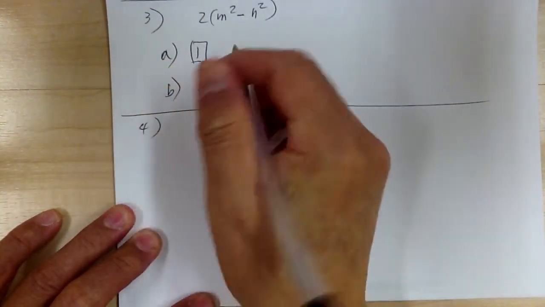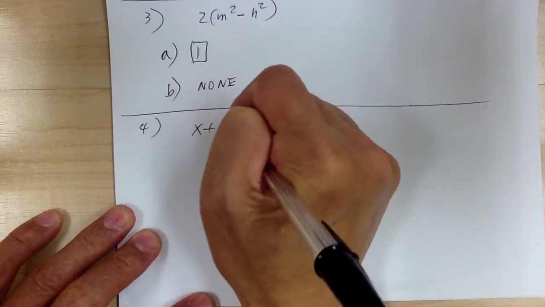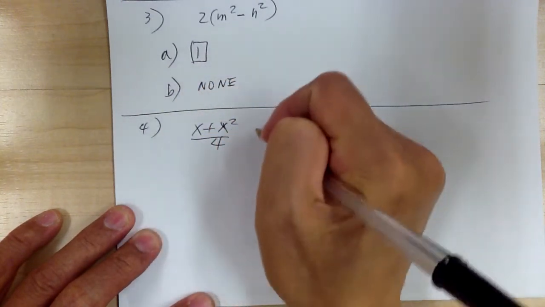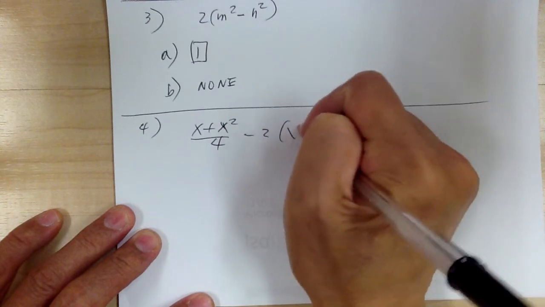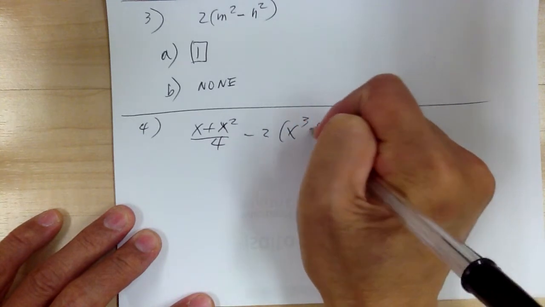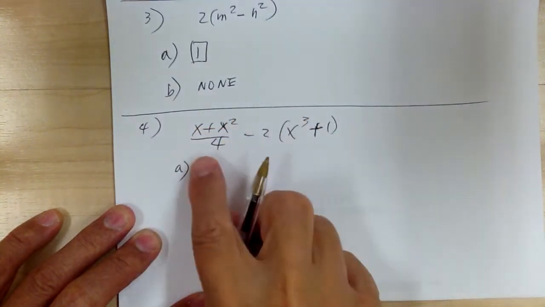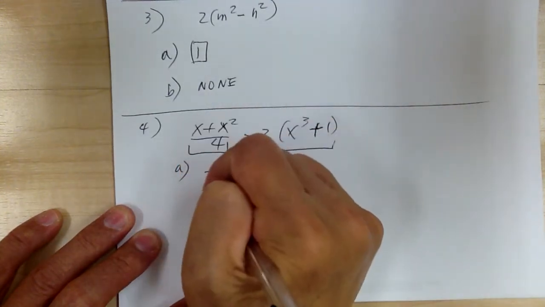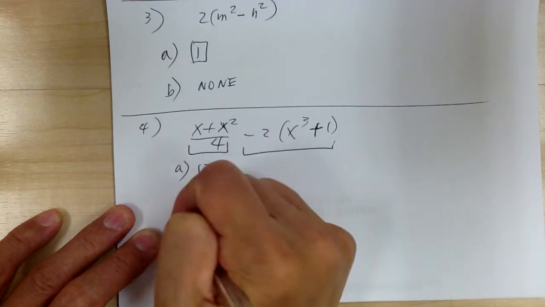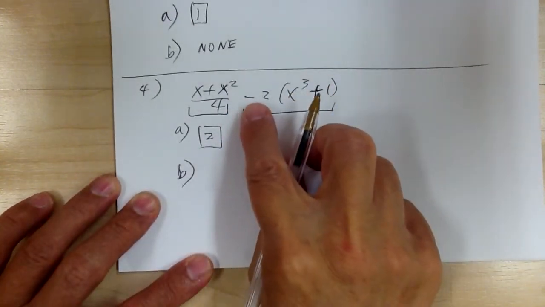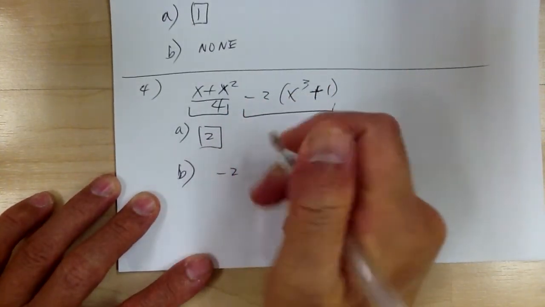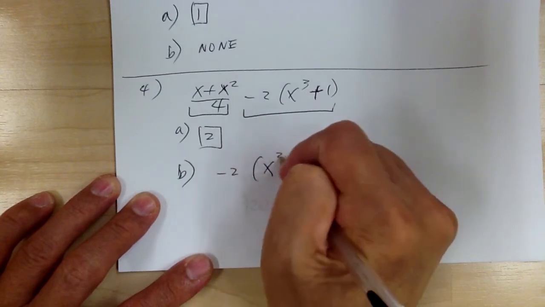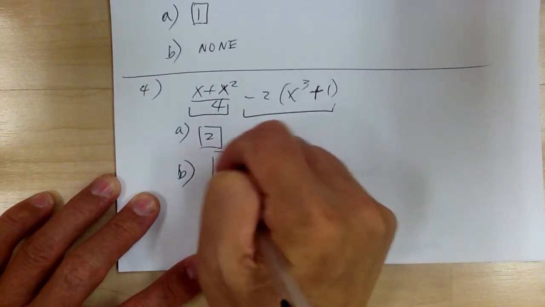Let's go to number 4. You get x plus x squared over 4 minus 2 times x cubed plus 1. So part A, these are 2 terms. Again, here's your first term, second term. So these are 2 terms. And B, your second term would be, again, including the negative. Negative is part of your term. So it's negative 2 parentheses x cubed plus 1. So that's your second term.